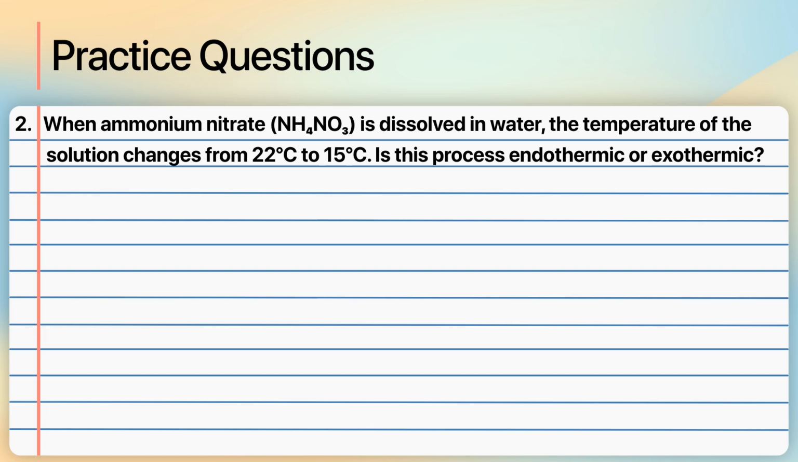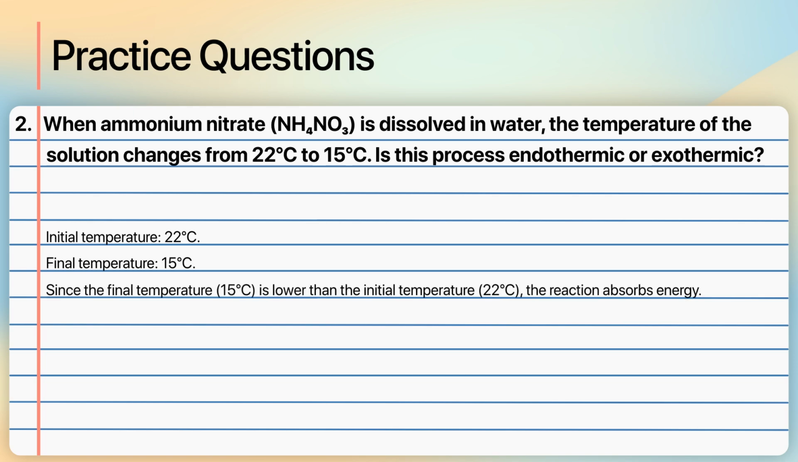To answer this question, you must begin by noting the initial temperature of the water. This is 22 degrees Celsius. After dissolving ammonium nitrate, measure the final temperature. This is 15 degrees Celsius. Then, you must compare the initial and final temperatures. Since the final temperature, which is 15 degrees Celsius, is lower than the initial temperature, 22 degrees Celsius, the reaction absorbs energy. In conclusion, this temperature decrease signifies that the reaction is endothermic.